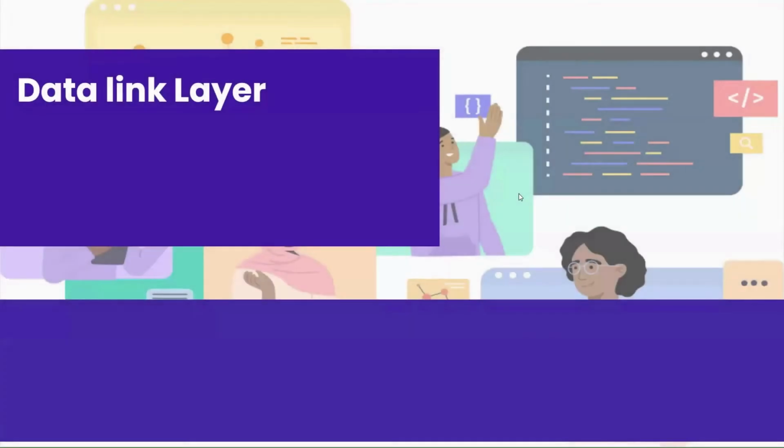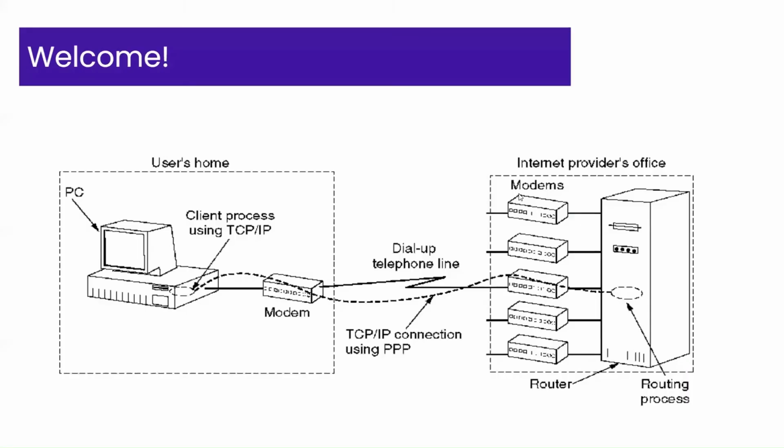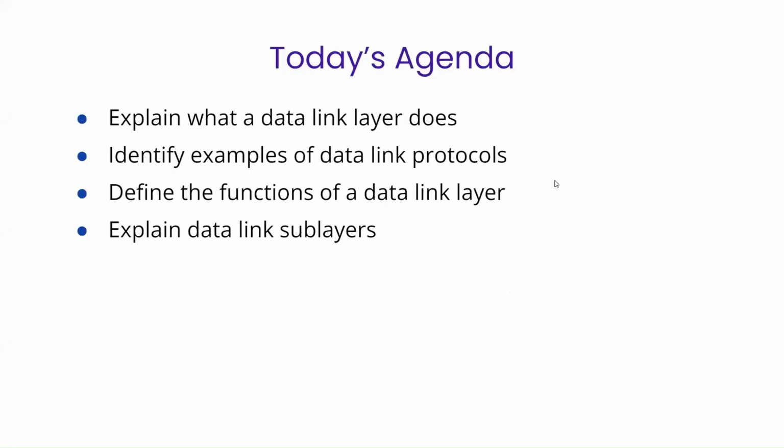So in this section, we are going to discuss the data link layer from the computer network. Our agenda for today is to have you explain what a data link layer does, identify examples of data link protocols, define the functions of the data link layer, and explain data link sub-layers.